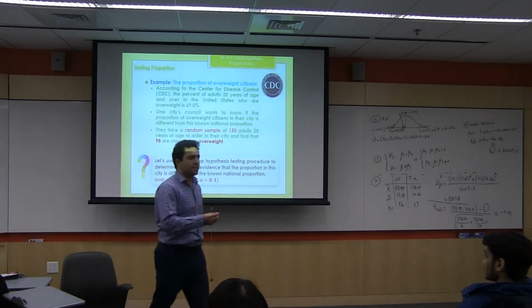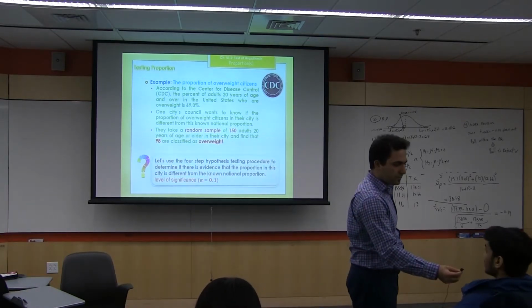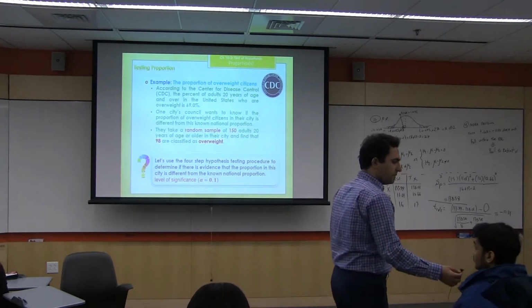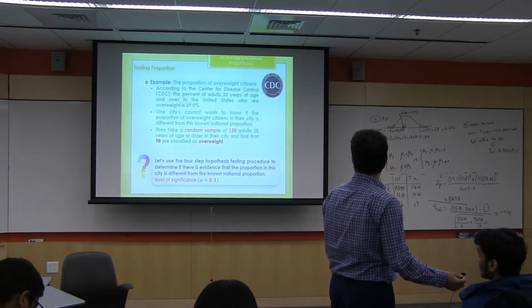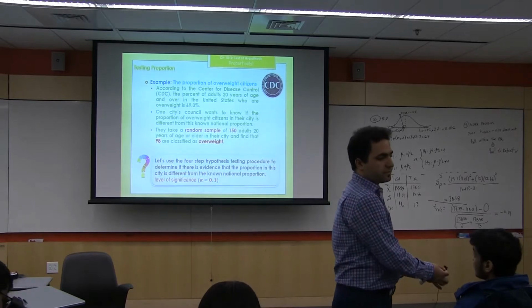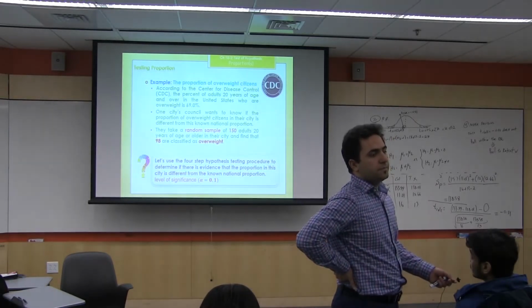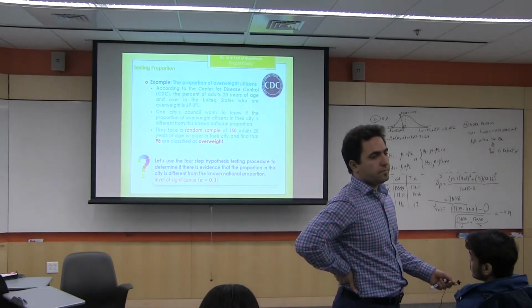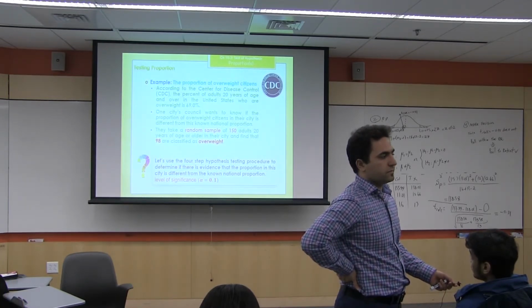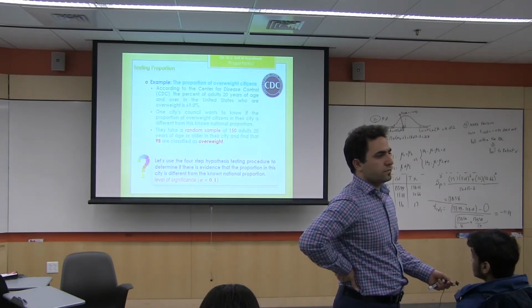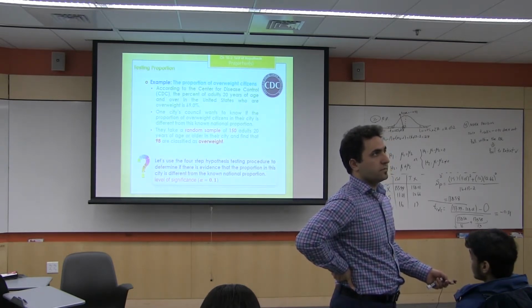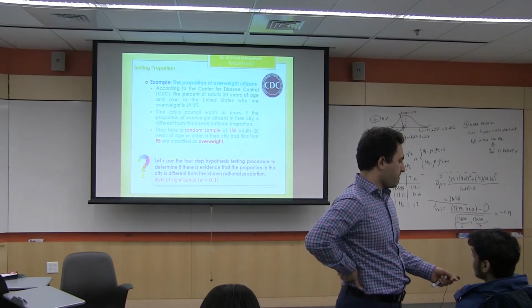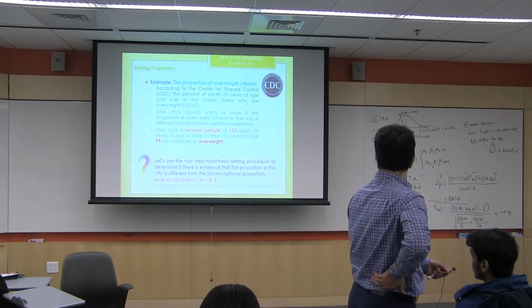Now, okay, next example. The proportion of overweight citizens. According to the Center for Disease Control, the percent of adults 20 years of age and over in the United States who are overweight is 69%. One city's council wants to know if the proportion of overweight citizens in their city is different from this known national proportion. They take a random sample of 150 adults 20 years of age or older in their city and find that 98 are classified as overweight.